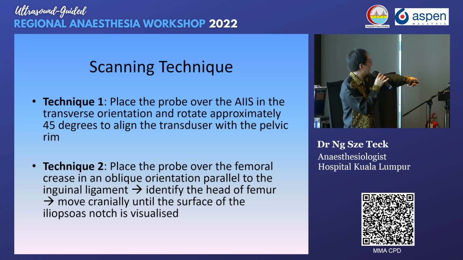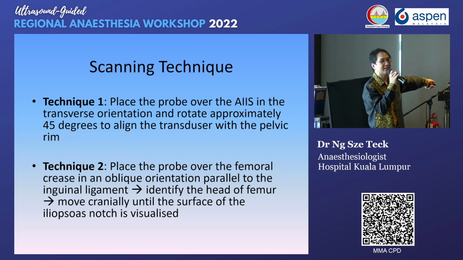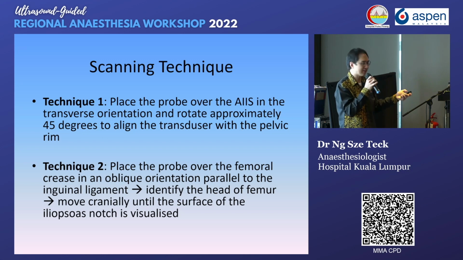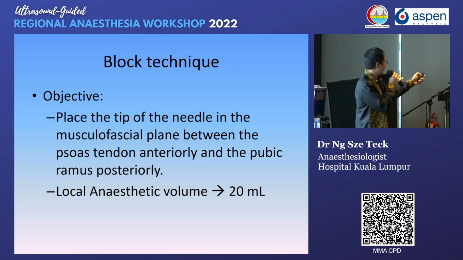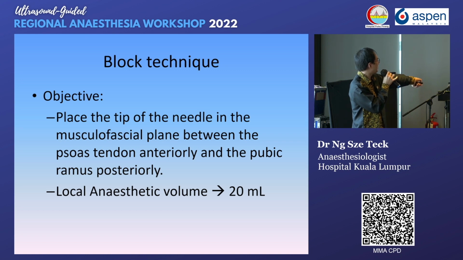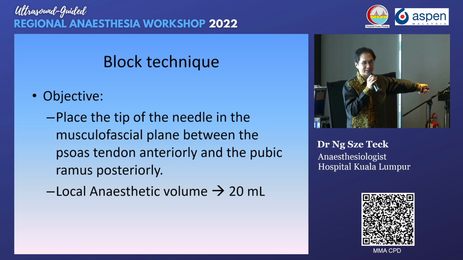At this level, you will identify the head of femur. Then you just slide your probe cranially until you visualize the surface of the iliopsoas notch, which is where the iliopubic eminence is. Then you place a needle in the musculofascial plane between the psoas tendon and the pubic ramus. Typical volume is 20.